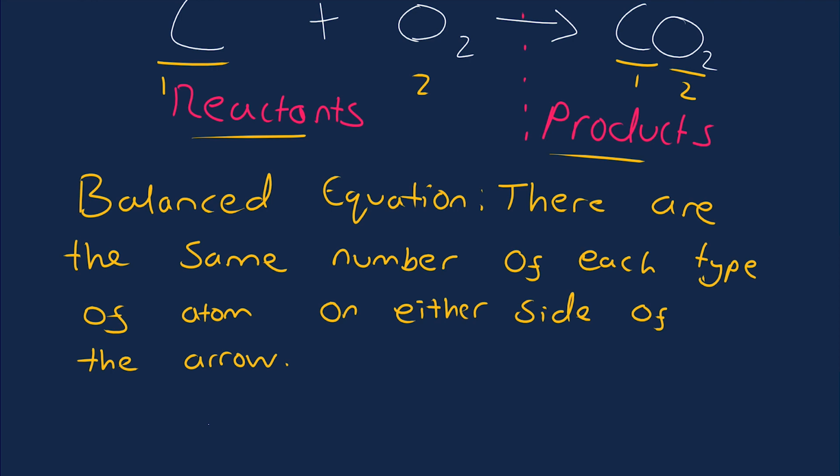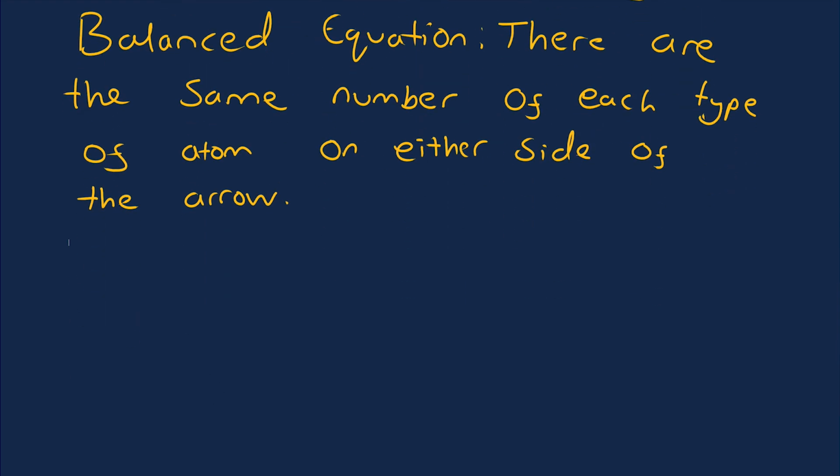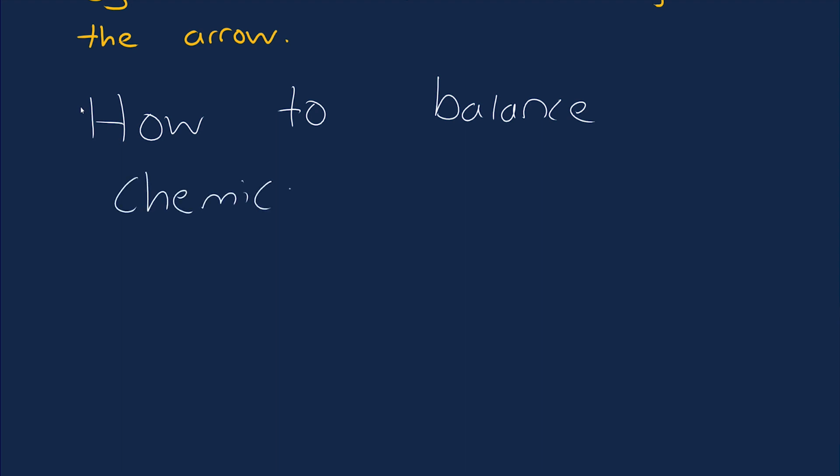So now that we have a functional definition of a balanced equation, the same number of each type of atom on either side of the arrow in a chemical equation, we can start to look at how to go about actually doing the balancing. If you're given a chemical equation and it is not balanced, here we are going to look at how to go about balancing that, okay? How to balance chemical equations.